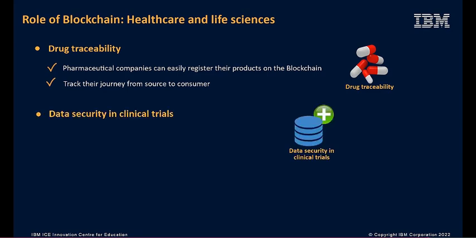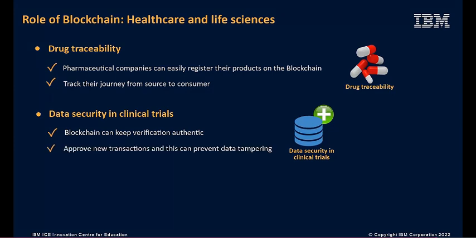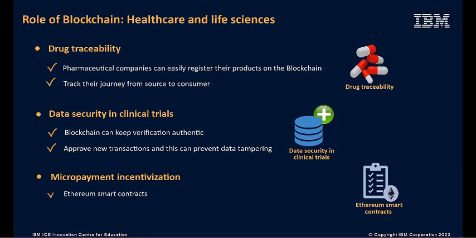Data security in clinical trials. Blockchain can keep verification authentic. Many nodes agree to approve new transactions, and this can prevent data tampering. It promotes reliable trial results, protects data integrity, and strengthens research. Micropayment incentivization. Ethereum smart contracts let you make micropayments to incentivize patient behavior. Patients can get rewarded for following treatment plans and procedures for data sharing.